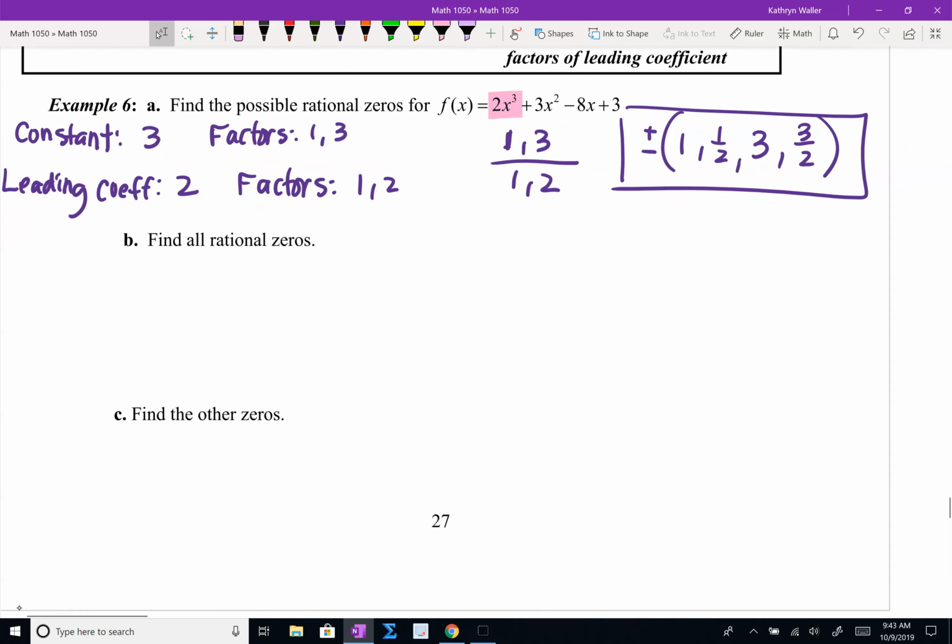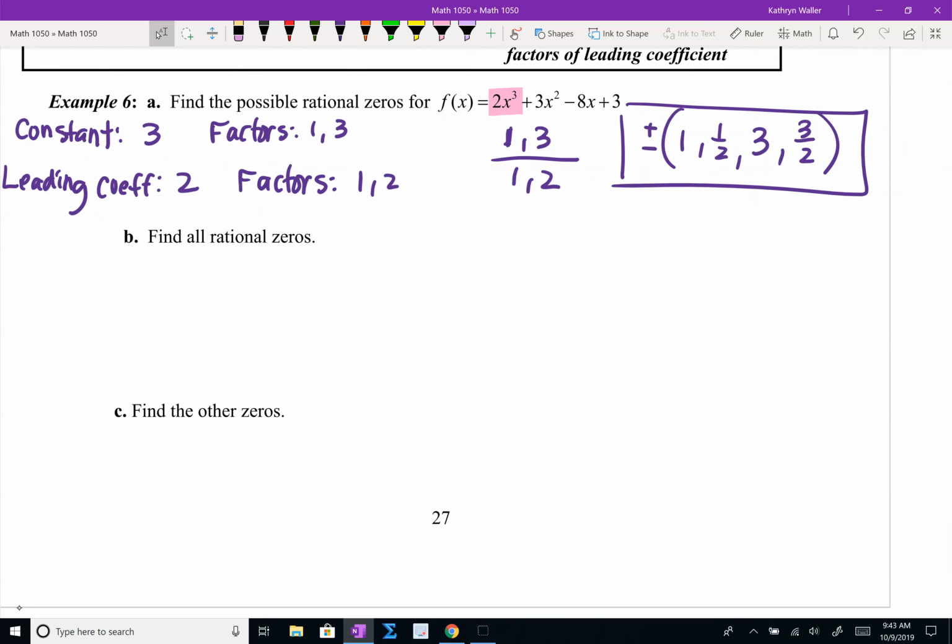So anyway, okay, find all the rationals. So here's what you do. Grab your calculator.